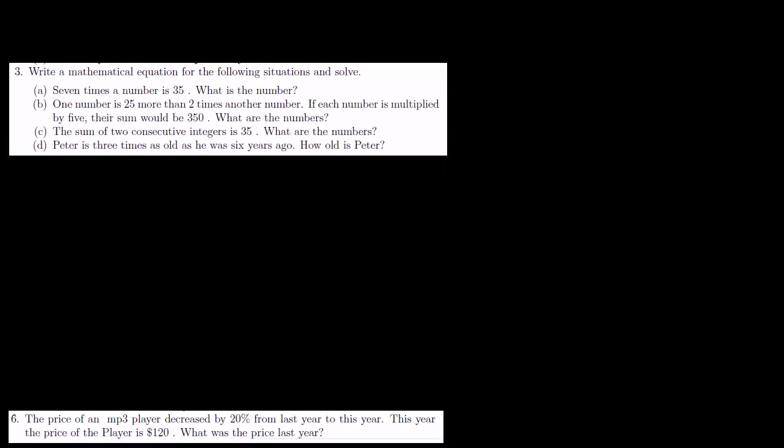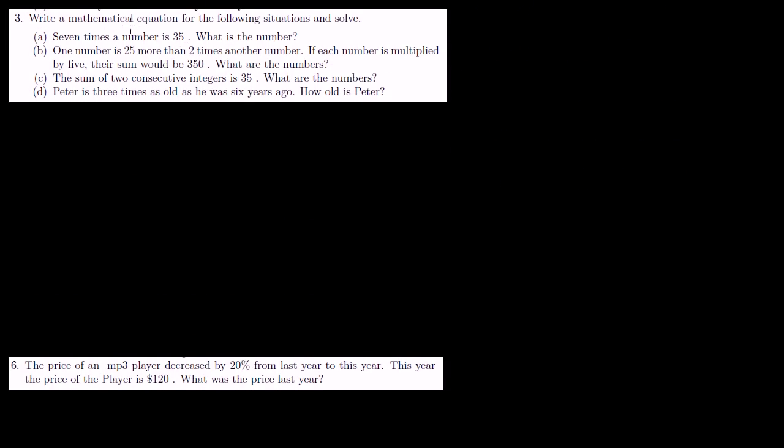That's it. Problem 3. Write a mathematical equation for the following situations and solve. All right, let's do part A. 7 times a number is 35. What is the number? So whenever someone says a number, I'll just use the variable x. I could use any variable. I could say y, or b, or z, or anything. But I'll go with x because that's what I'm most used to and what's most typically done unless you've already used your x. So 7 times a number, I'll say 7 times x is equal to 35.